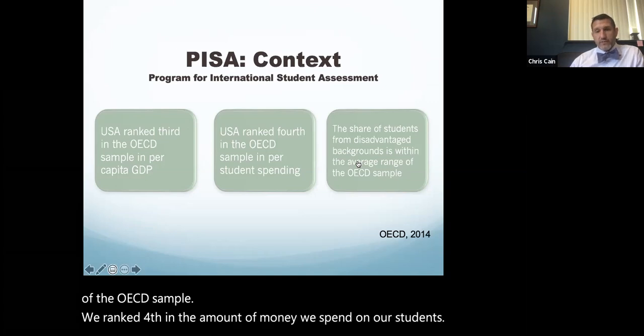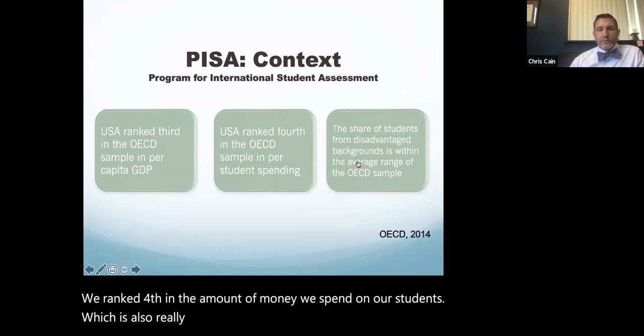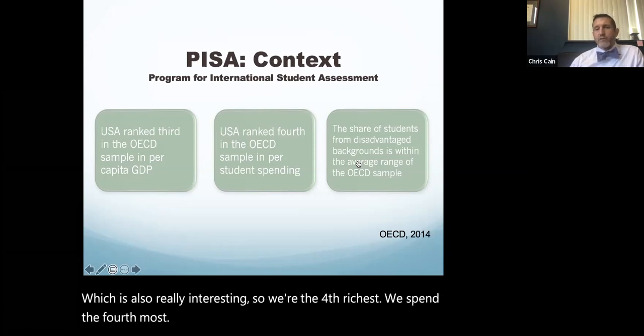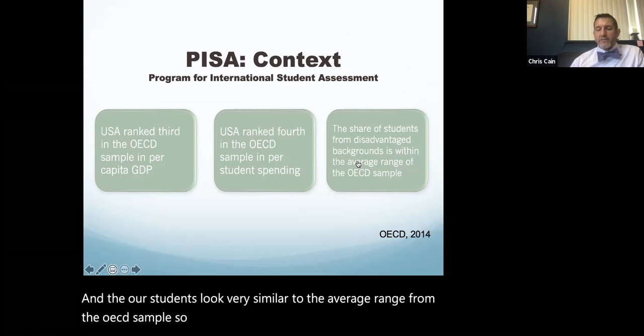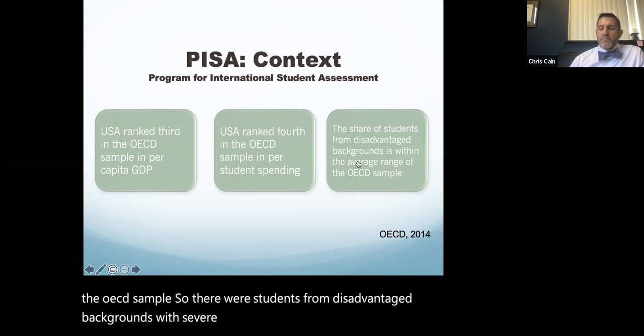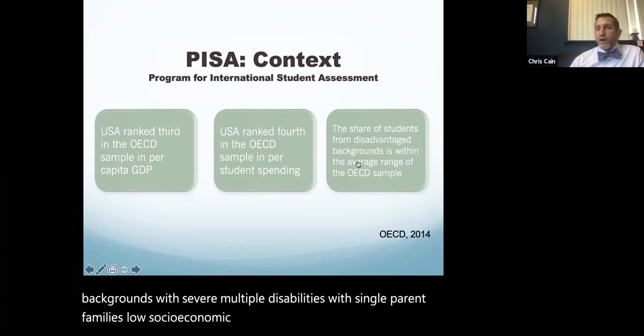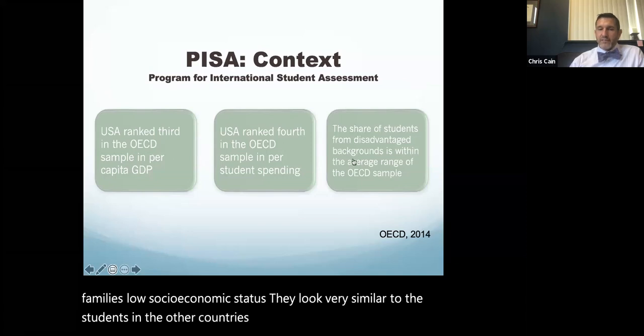which is also really interesting. So we're the fourth richest, we spend the fourth most, and our students look very similar to the average range from the OECD sample. So there are students from disadvantaged backgrounds, with severe multiple disabilities, with single parent families, low socioeconomic status. They look very similar to the students in the other countries in which PISA assesses.